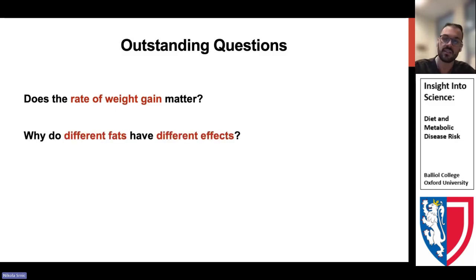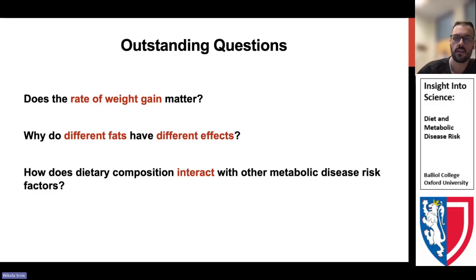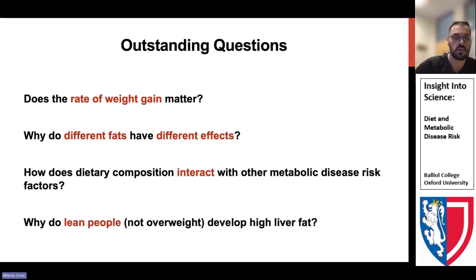Also, I've shown you that different fats have different effects. We know the saturated and the unsaturated, but we don't know why. What happens in the cells and why do they lead to different effects? And then diet is one risk factor, but people are more than the diet they eat. So how does dietary fat composition, for example, interact with a person's genetic background to influence their disease risk? Are there certain genes that save you from a high saturated fat diet? Are there certain genes that exacerbate that and make it even worse? Again, it's to be determined.